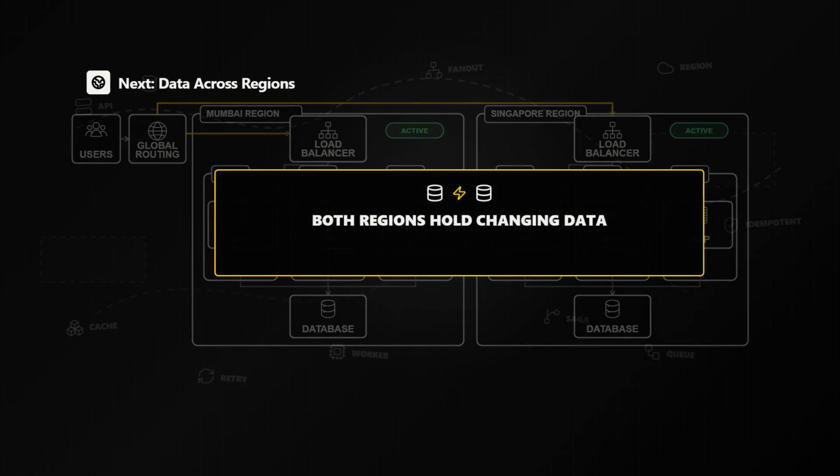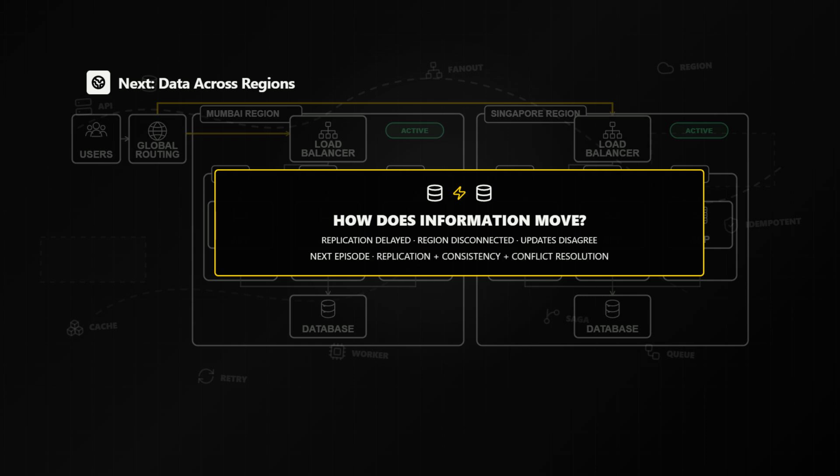But once both regions hold changing data, another problem becomes impossible to ignore. How does information move from Mumbai to Singapore? What happens when replication is delayed, a region is disconnected, or both sides accept updates that disagree? In the next episode, we will follow data across regions and explore replication, consistency, and conflict resolution.